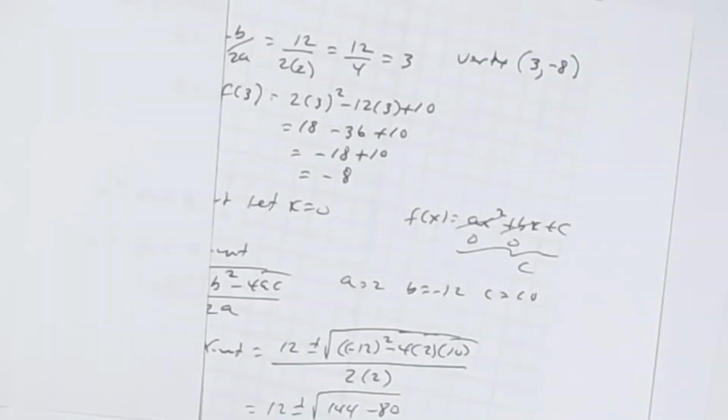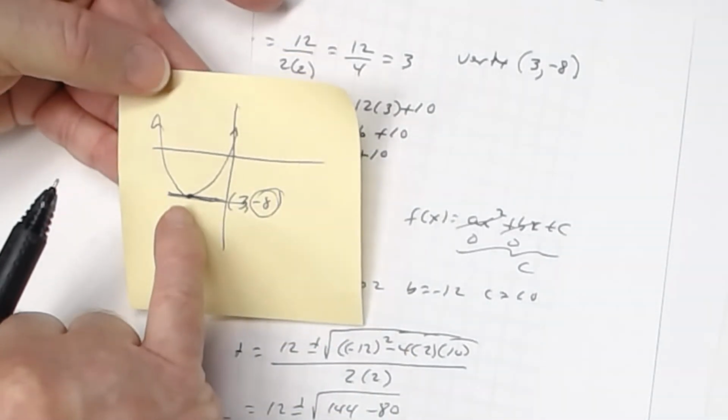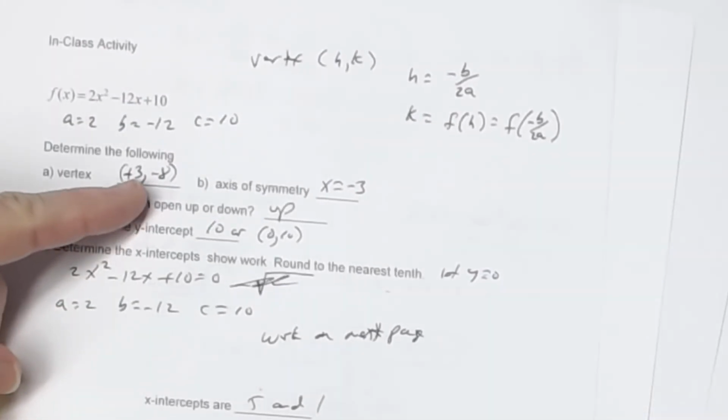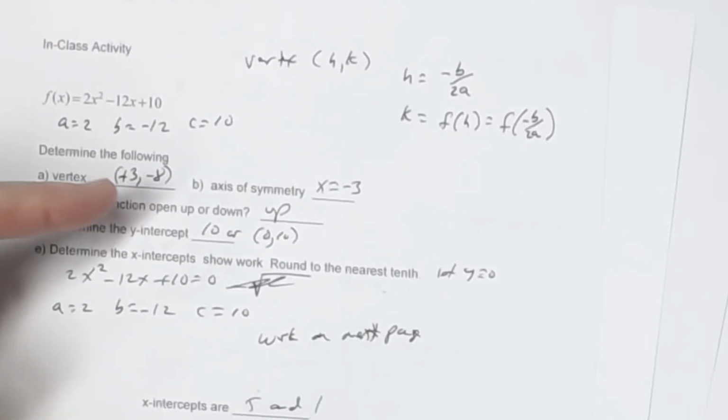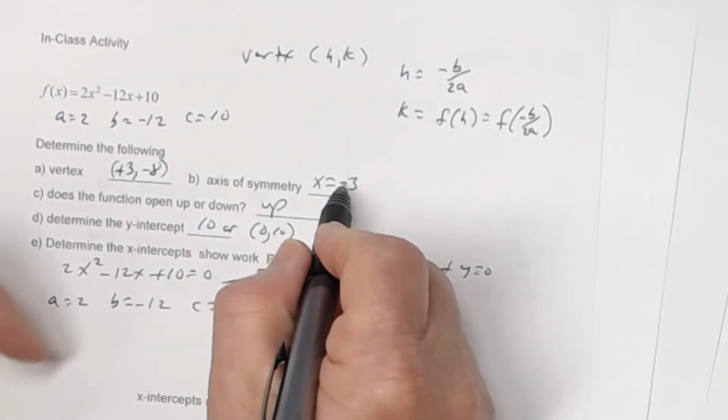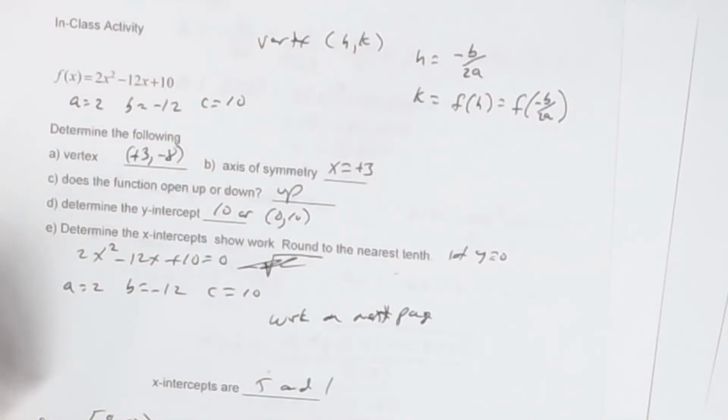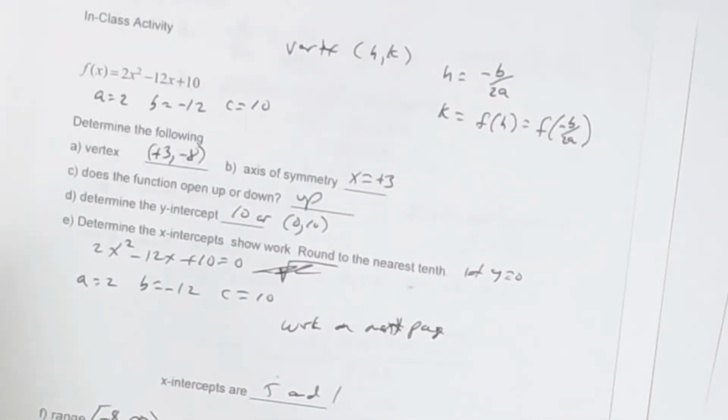That's why I kept going back to putting it here, negative 3, negative 8. What I was looking at was this, where I mistakenly put a negative 3. This should be a positive 3. So positive 3, negative 8, which makes this positive 3, right? Okay. So the axis of symmetry is x equals 3. All right, so let's go ahead and graph this.